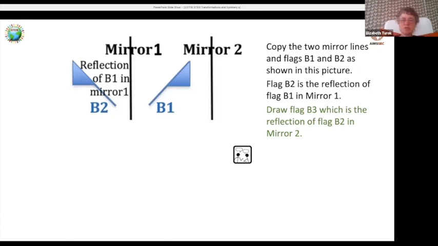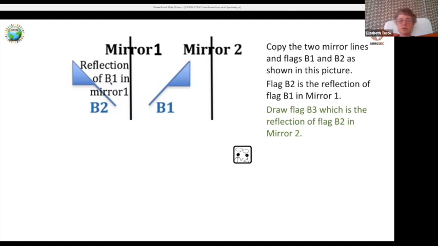Yeah. So we can see here we've got 2 mirror lines. Here they are. And we've got flags B1 and B2 as shown in the picture. Flag B2 is the reflection of flag B1 in mirror 1. We have to draw flag B3, which is the reflection of flag B2 in mirror 2. So we've got to try and work out where this flag would be reflected if we reflect it in this mirror.